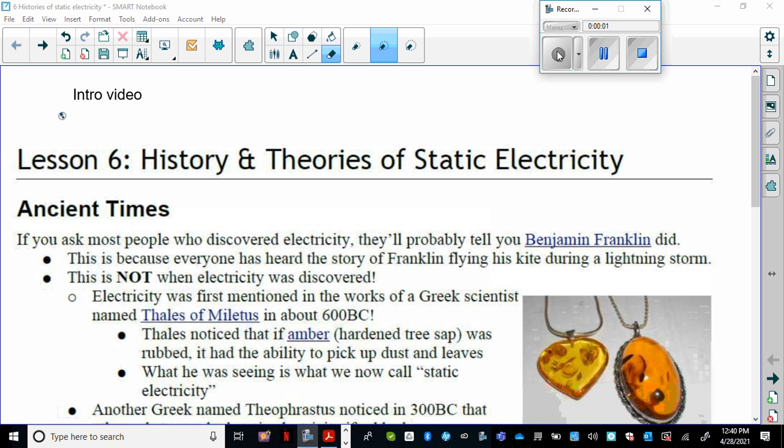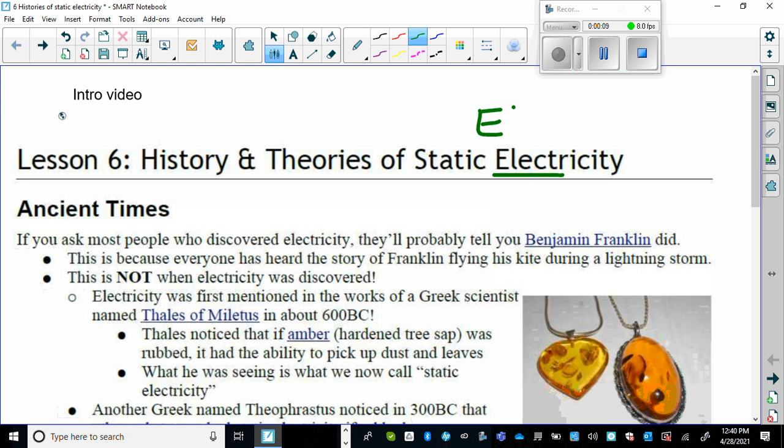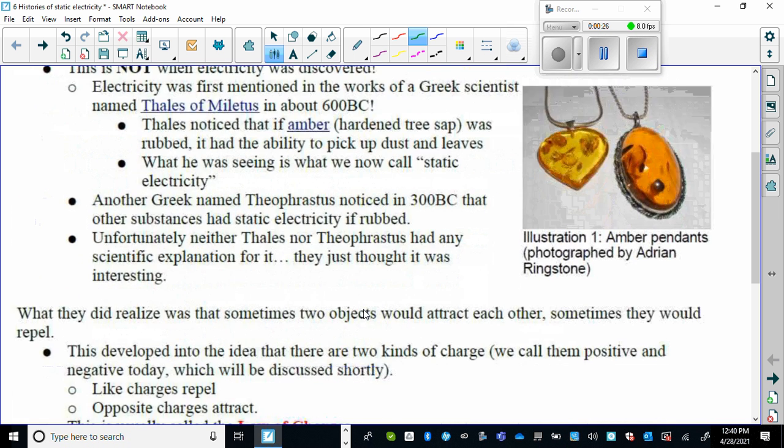Lesson 6 is the first lesson of the electrostatics unit. And as the name implies, we're going to be dealing mainly with electrons here because it is the movement of electrons in general that causes electricity. Your notes start off with some interesting historical information, which I strongly recommend you read.